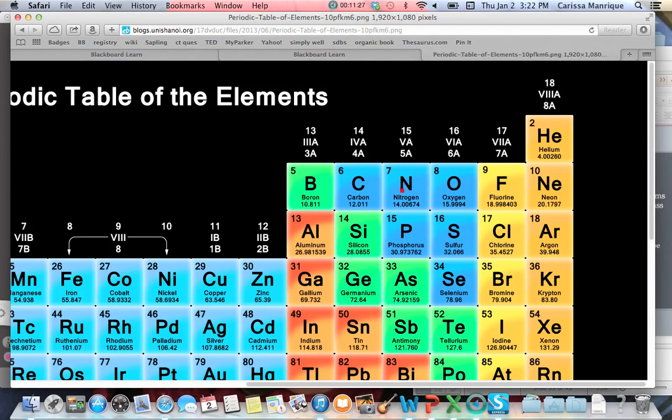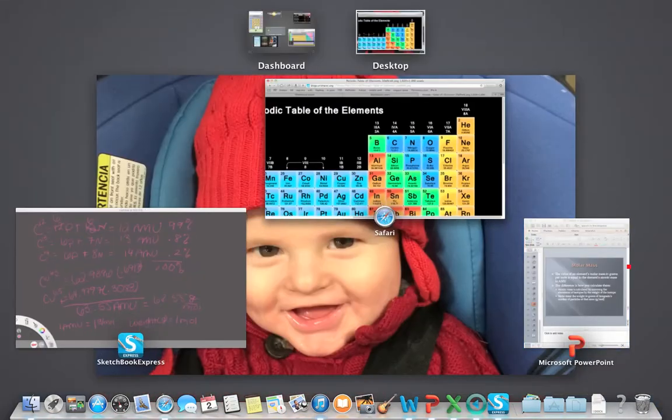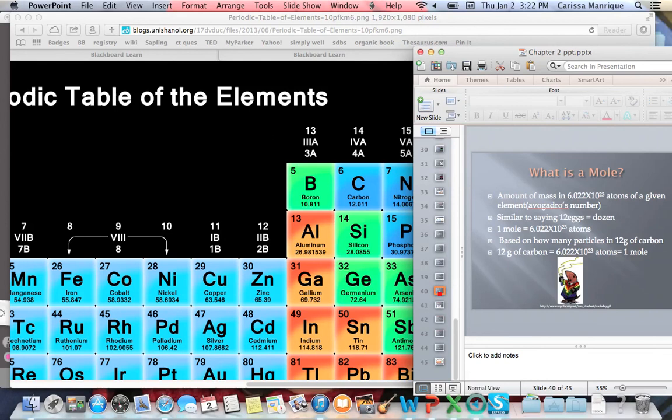For nitrogen, it's 14.00674 grams per mole, or approximately 14. A lot of these you can just do an approximation. Oxygen weighs approximately 16 grams per mole. Fluorine weighs approximately 19. So that tells you how much 1 mole of that atom weighs. And the next slide gets more into a mole.